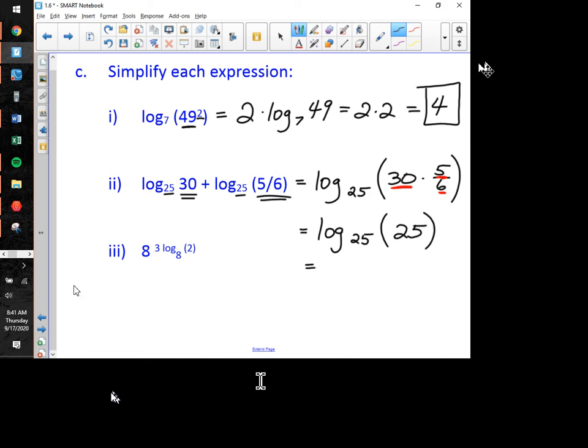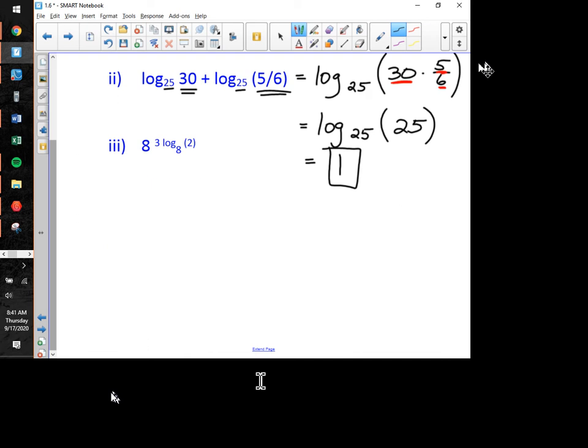And log base 25 of 25, think about that for a minute, 25 to what power is equal to 25? That's just going to be a 1. And that's the answer to that second one. And the last one right here, I don't like the way that I typed this, but here you go. 8 to the log base 8 of 2.